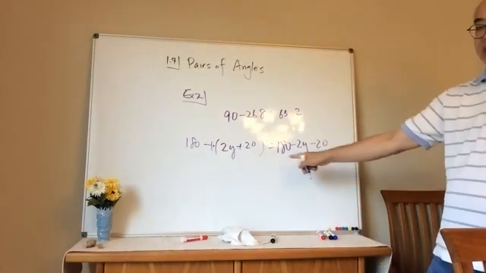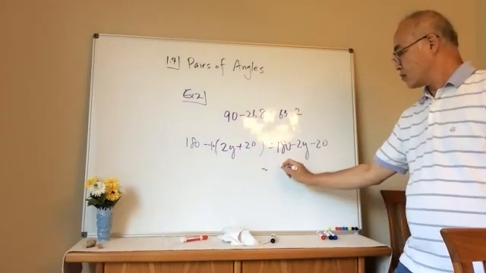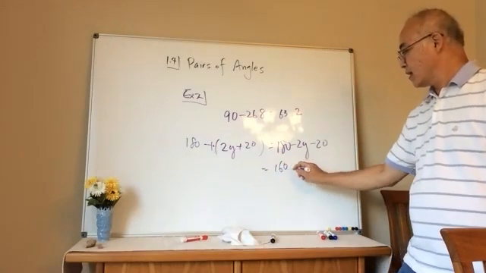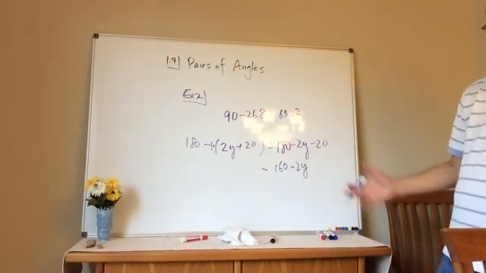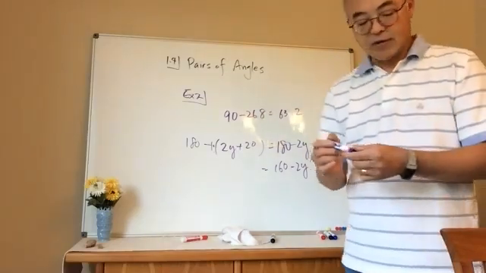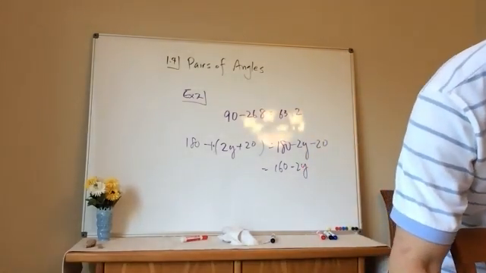Okay, so now we're here. What's the next step? So you subtract 20 from 180, which gives you 160. And then the minus 2y just stays there, right? Yeah. And that's as far as I can go. Good job. All right, great. Okay, so that's how you do that.